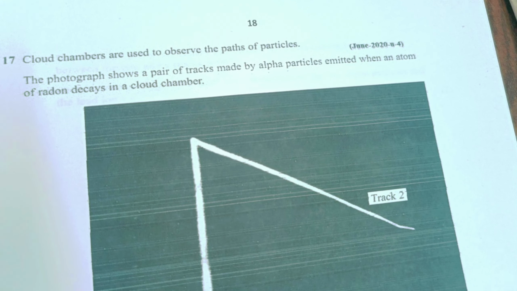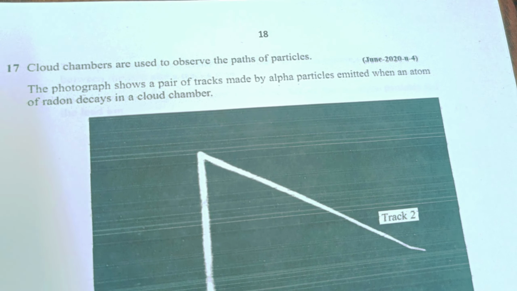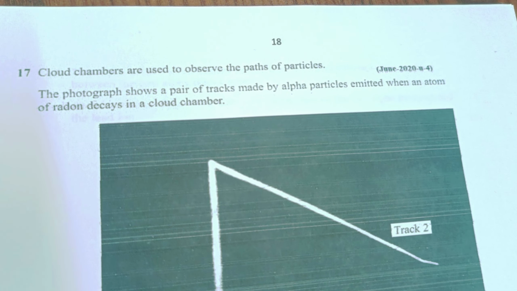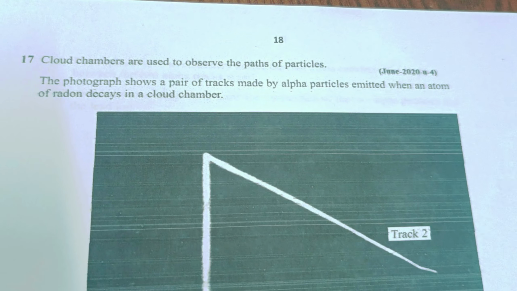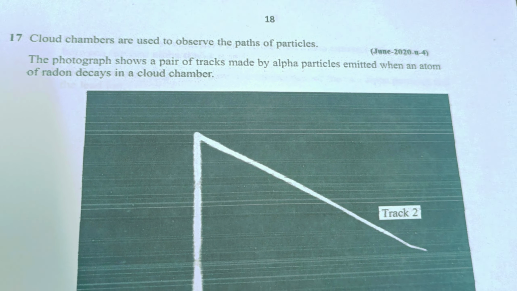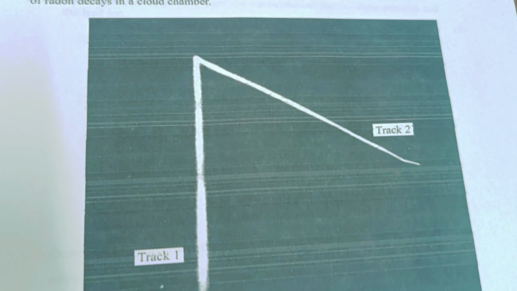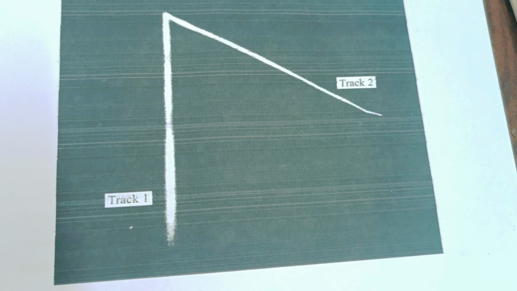This question is taken from Edexcel IAL Physics, June 2020. So this is from particle physics. Cloud chambers are used to observe the paths of particles. The photograph shows a pair of tracks made by alpha particles emitted when an atom of radon decays in a cloud chamber. So two tracks are given, track 1 and track 2.